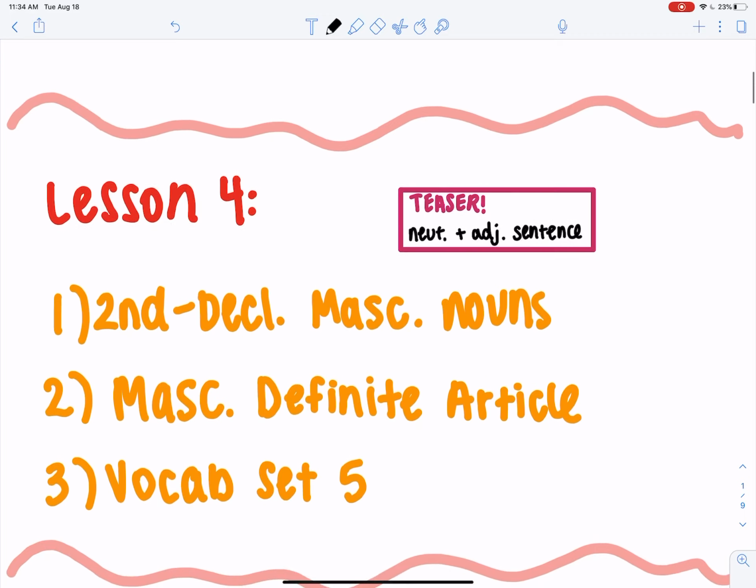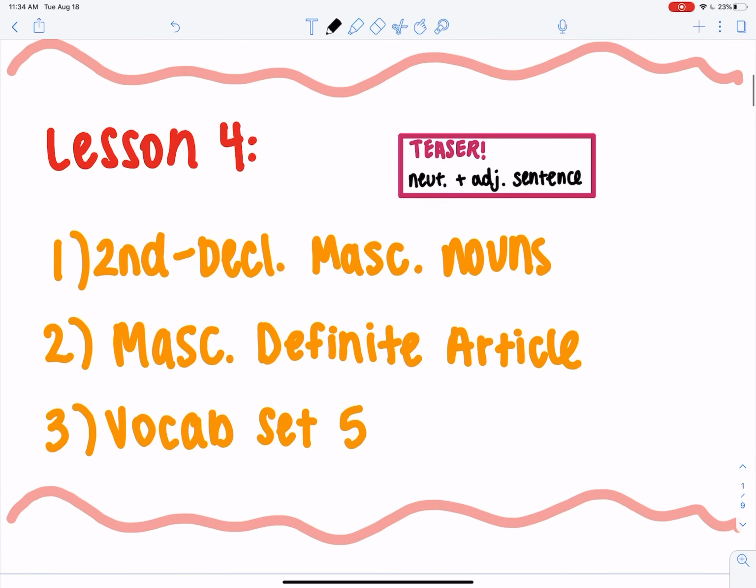This week we are focusing on second declension masculine nouns, and we'll be learning the masculine definite article, and then we'll just be going through some more vocab. Our teaser at the very end will be a sentence with a neuter noun in it and our very first adjective. So we're starting to pick up the pace. These videos will probably be a little bit shorter in general. For example, this one is going to be pretty brief, so let's just get into it.